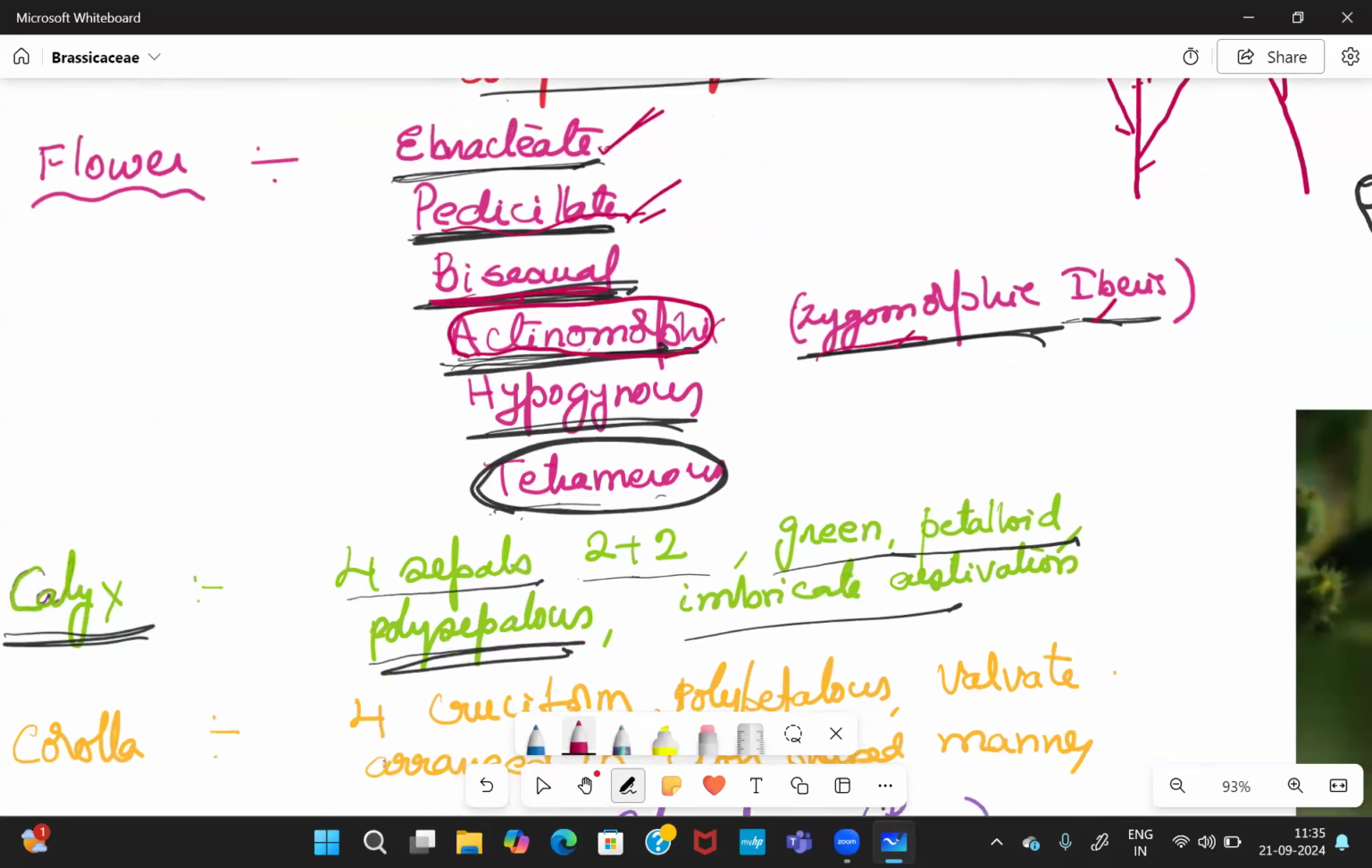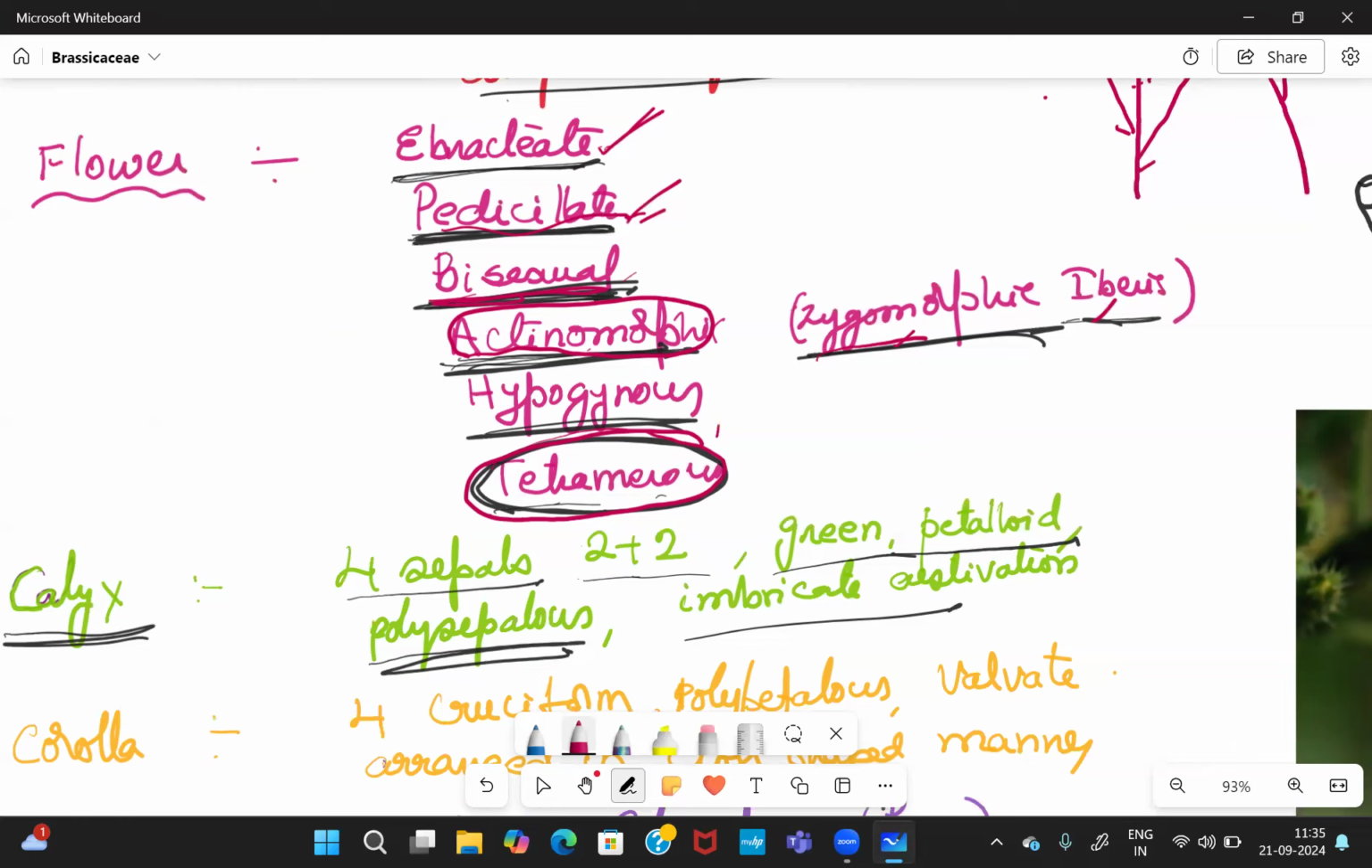Most dicot families show the pentamerous condition, but this Brassicaceae shows the tetramerous condition. Tetramerous and pentamerous are common merosity in dicots. Till now, in Fabaceae and Malvaceae, which we have completed, the condition was pentamerous: 5 sepals, 5 petals. Here the tetramerous condition means 4 sepals, 4 petals.